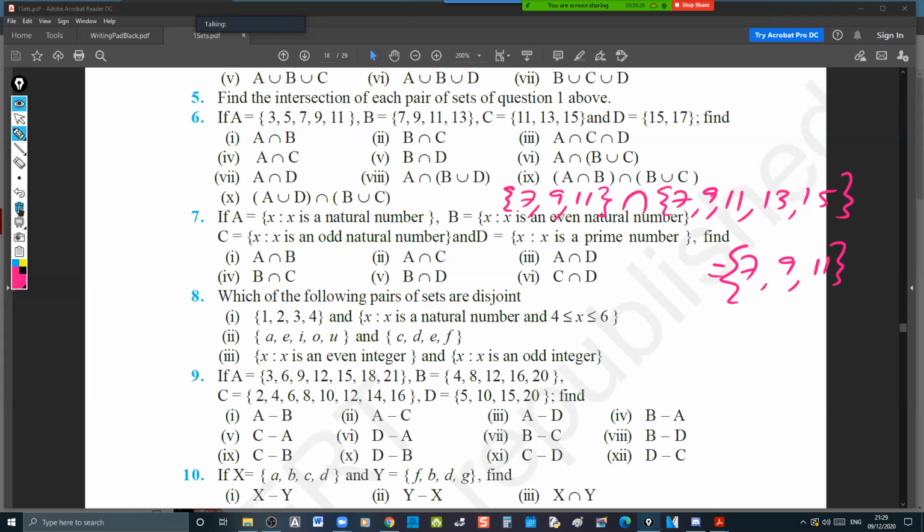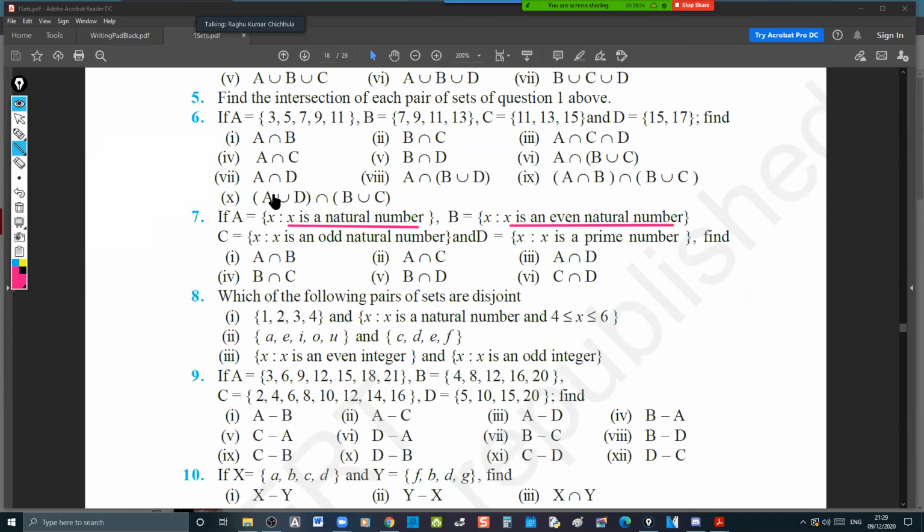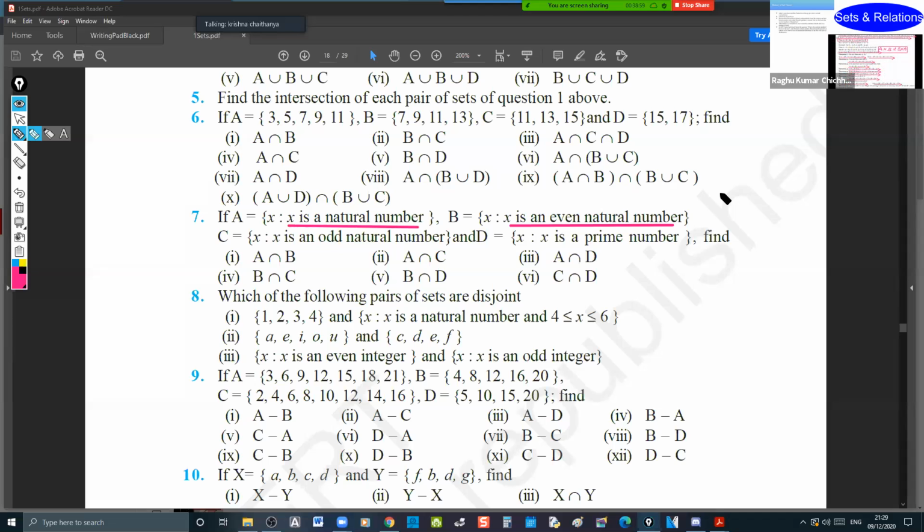Yes, sir. These are simple questions only. A: X is a natural number. B: X is an even natural number. Is there an intersection for A and B? Yes, sir. Let me write first A union B.